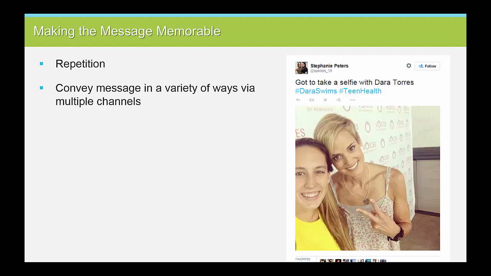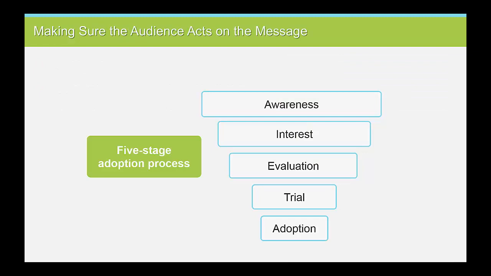Making sure the audience acts on the message has to do with reaching the right audience at the right time. For example, when targeting an audience to buy an iPhone, the audience should consist of people who would buy iPhones but haven't already and have the means to make the purchase. Identifying which stage of the adoption process the target audience is in is important for choosing media strategies.